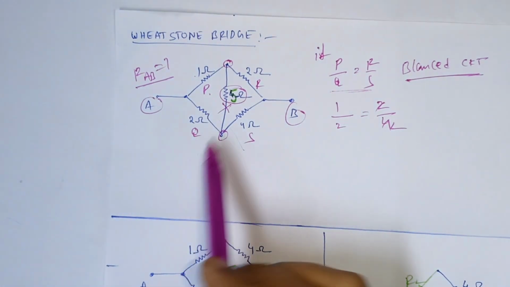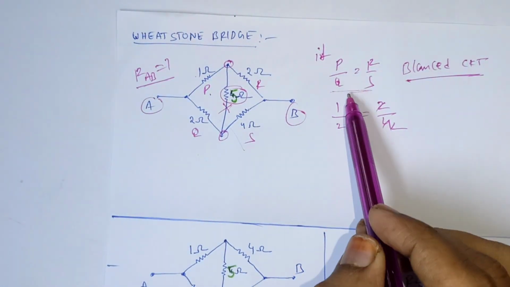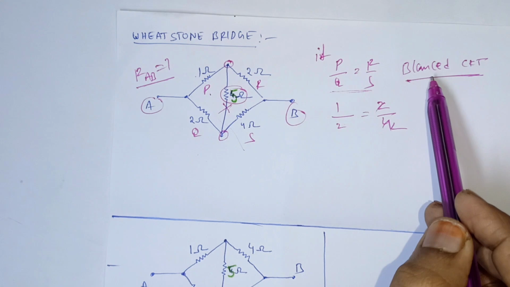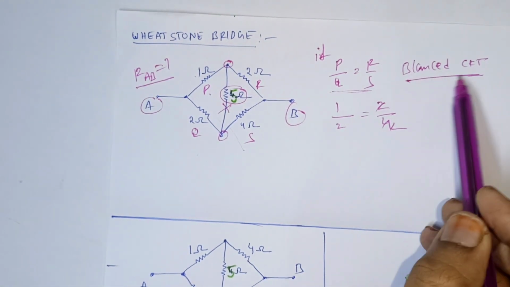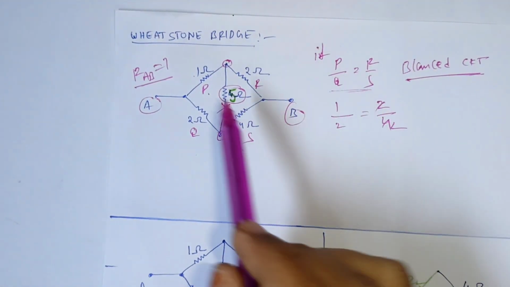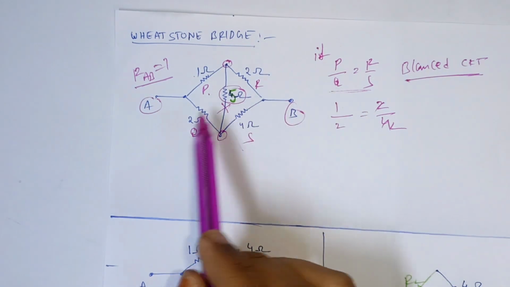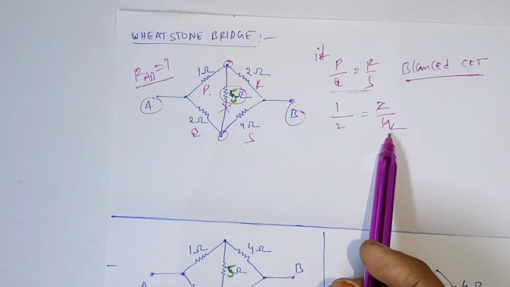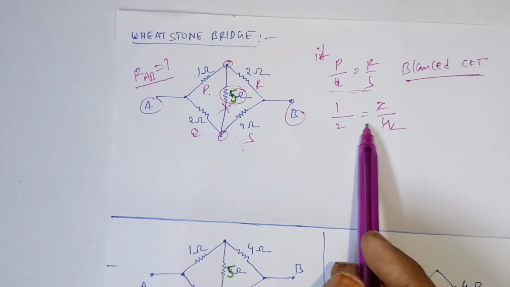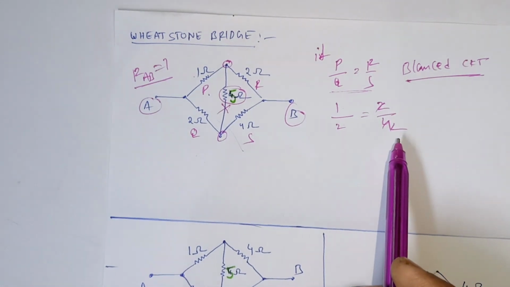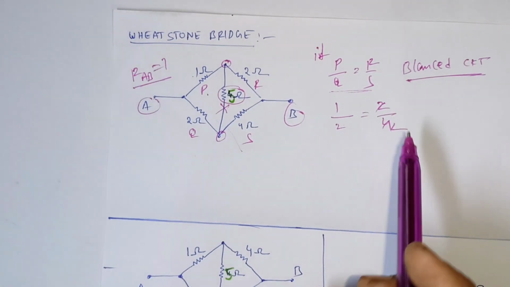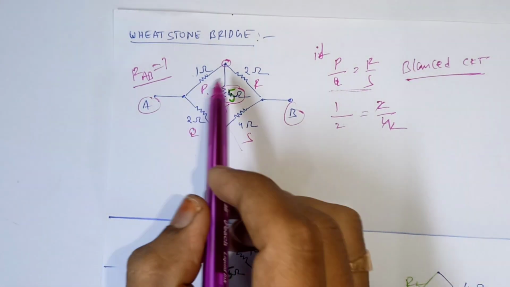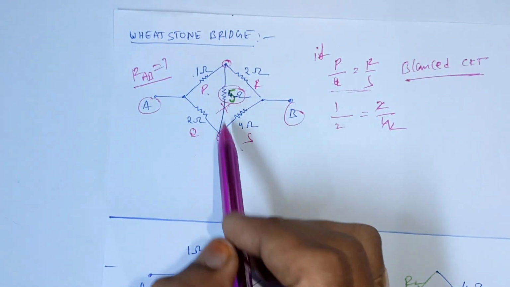If it is P, Q, R, S, then P by Q is equal to R by S. If both are equal, then it is called a balanced circuit. So at the place of P is 1, Q is 2, R is 2, and S is 4. 1 by 2 is equal to 1 by 2. In this case, the potential is balanced at these 2 points.